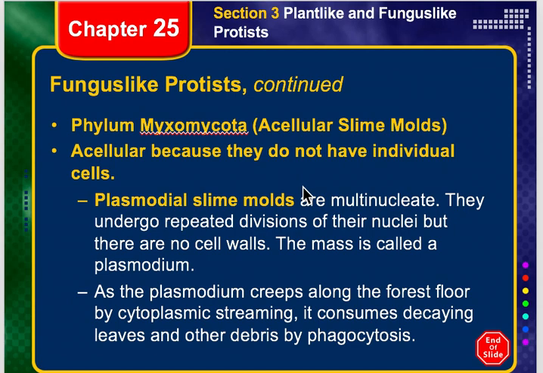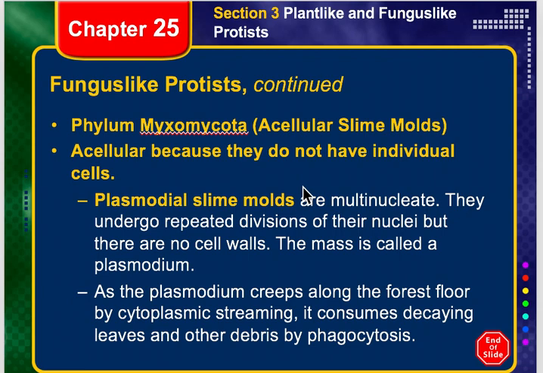All right, we're going to take our acellular slime molds first. I'm only going to give you a couple of three, actually, phyla. There's a lot more than that, but we're just going to cover three. Myxomycota is the acellular slime molds. Now, they're called acellular. Think of that name. Acellular means they don't have cells.